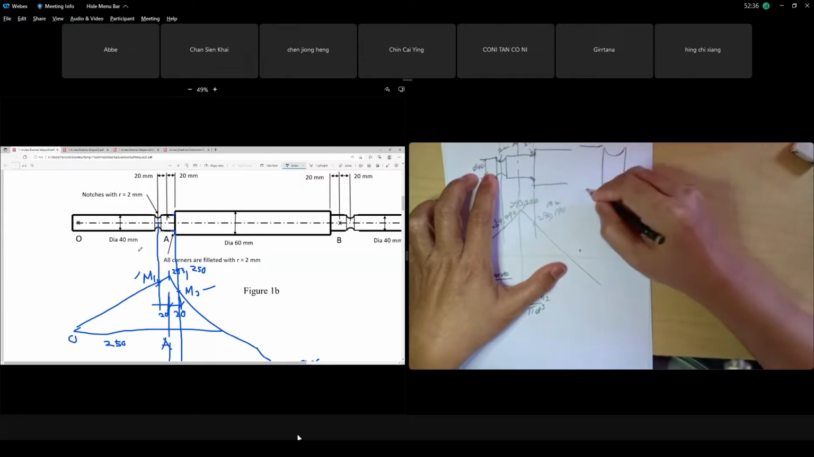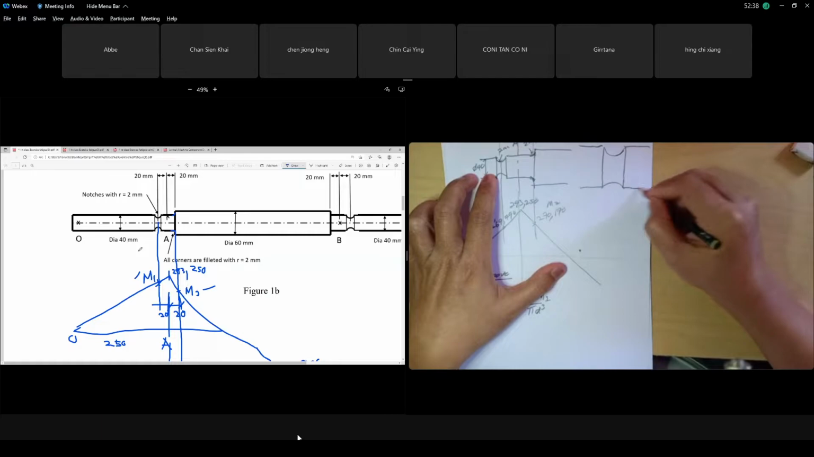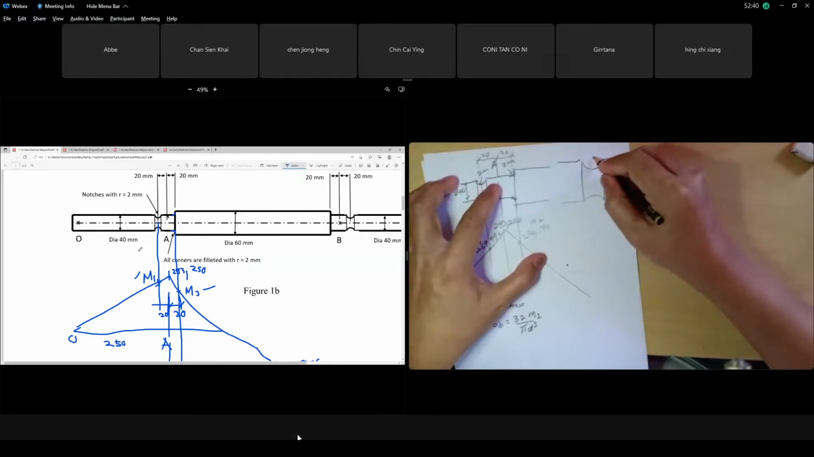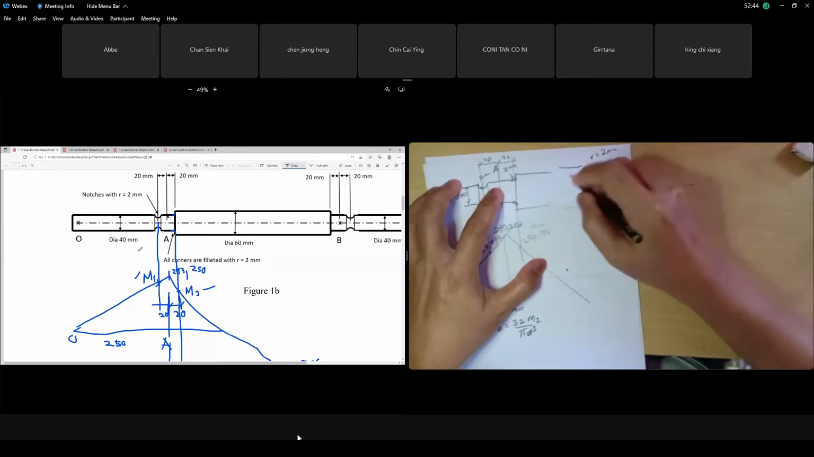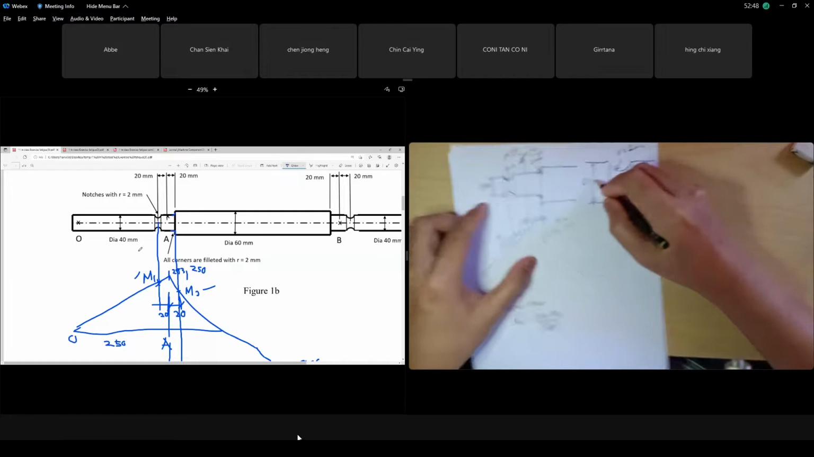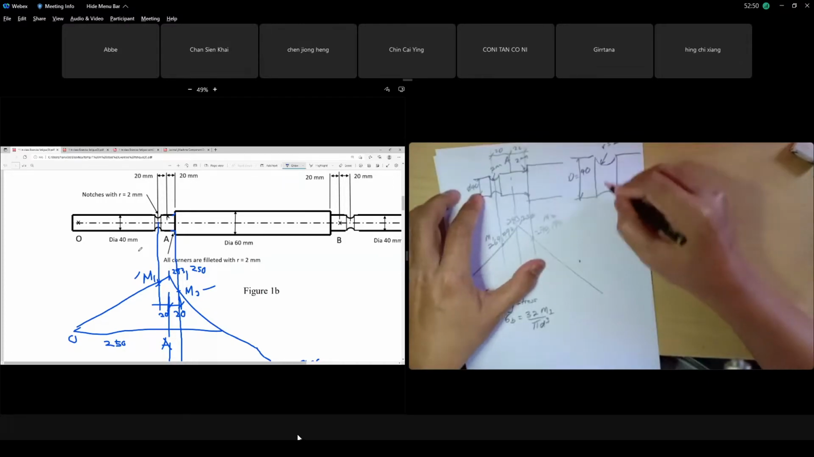Okay, this is your shaft diameter. It means that, okay, like this. This is your R. R is the notch radius, 2 mm. Okay, your big D. What do you call D? Bigger D. Bigger D is 40.